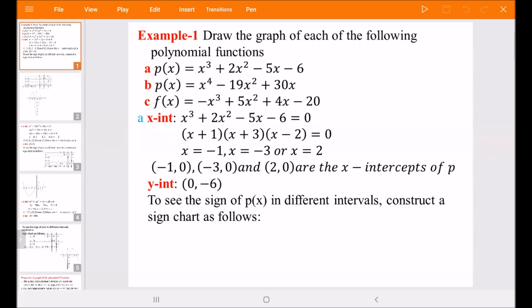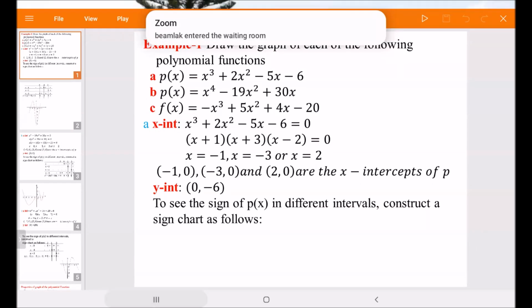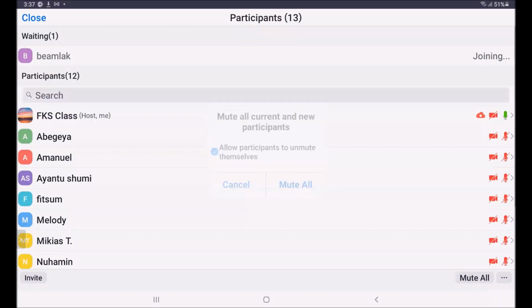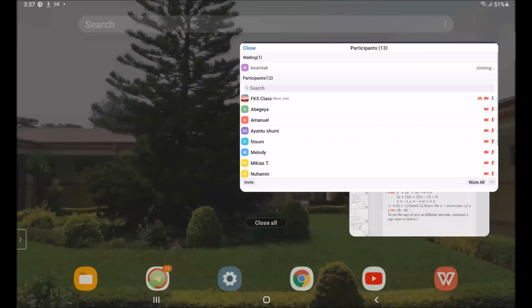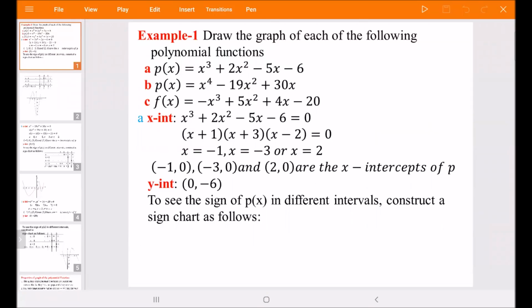On the other hand, if the degree of a polynomial is greater than or equal to 3, then the steps involved in sketching the graph of this polynomial are 3. These 3 steps are: one is determining its x-intercept, then the second one is determining the y-intercept, but you all have to know that determining the y-intercept doesn't involve any calculation.